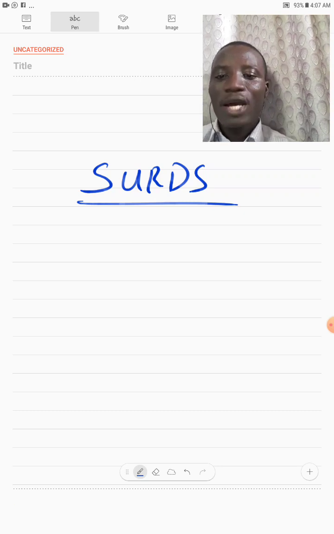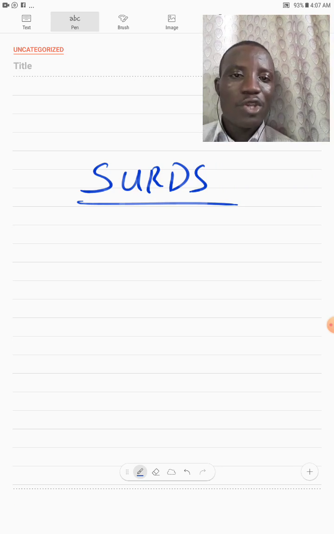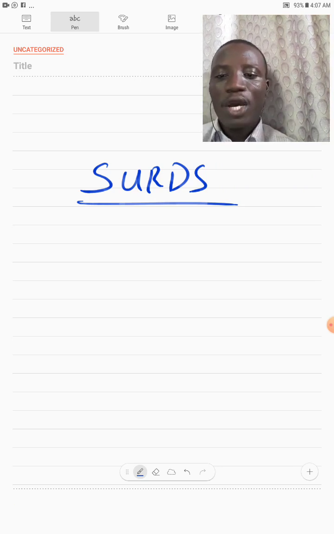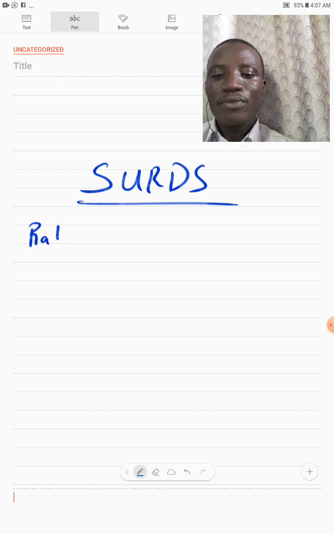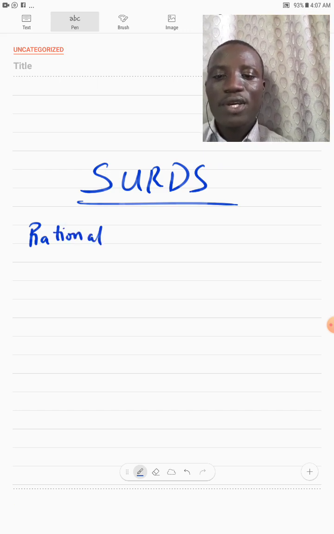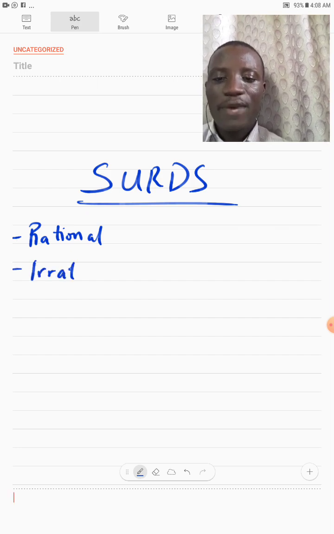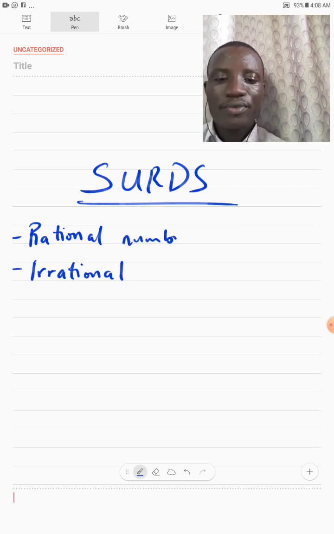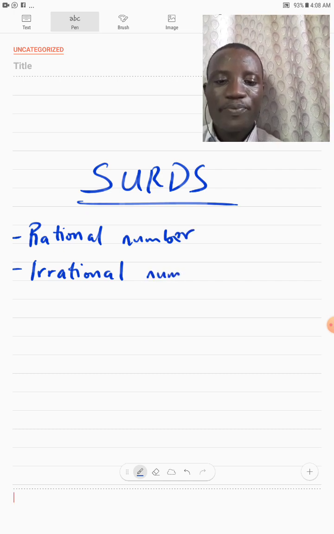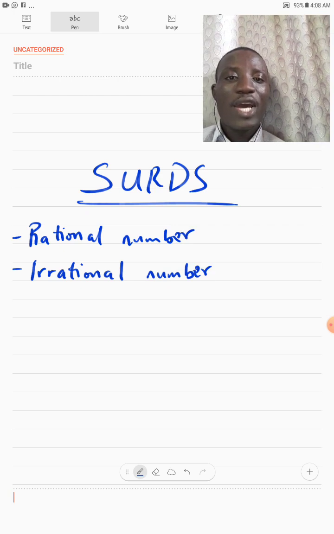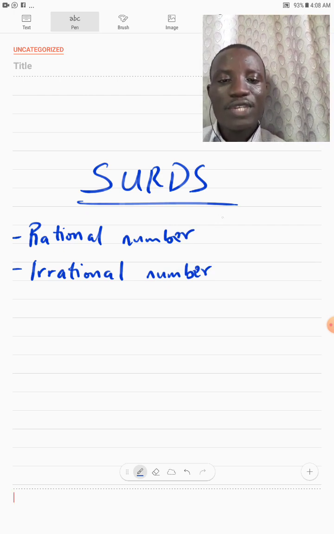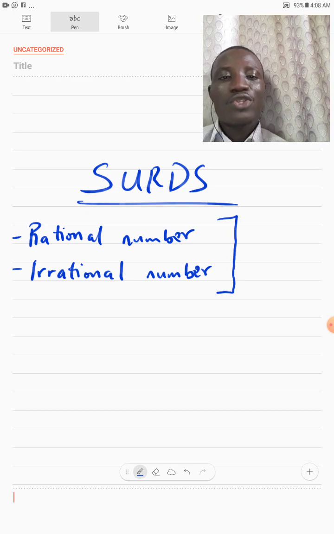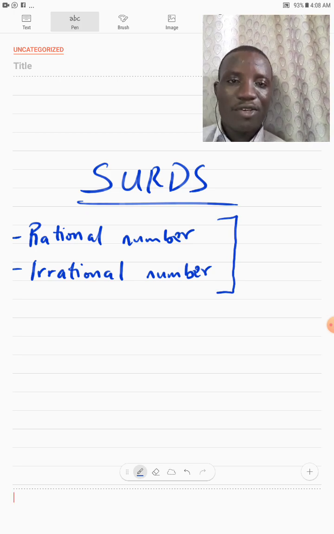So to understand what surds is in maths, we need to actually understand some numbers here. These two numbers that we need to understand are actually called rational number and irrational number. Okay, so anything surd is actually based on the knowledge of these two. So what are rational numbers, or what is a rational number?